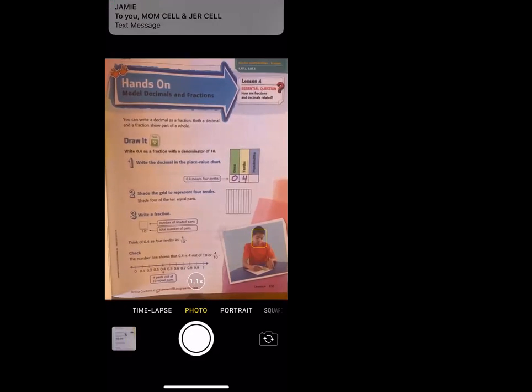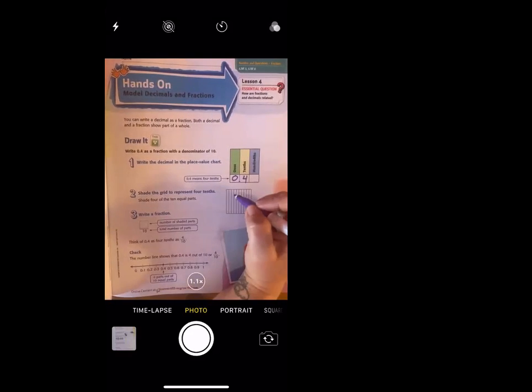Now we're going to shade the grid to represent 4/10. So here's 1, 2, 3, and 4/10. Okay.